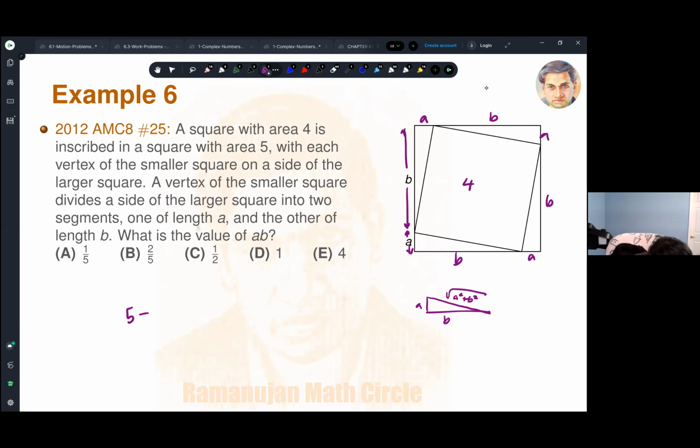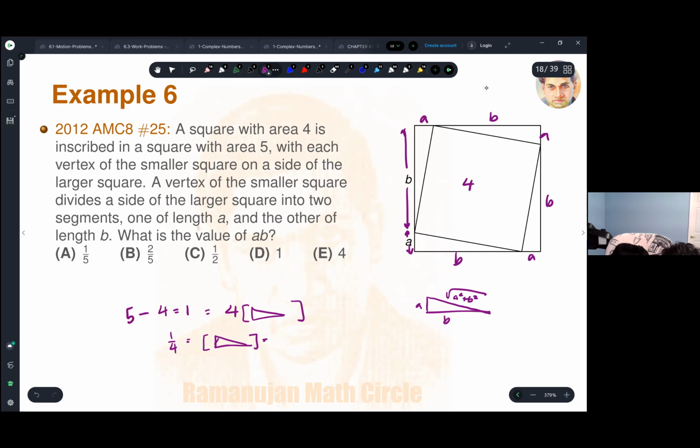So there's multiple ways you can go about doing this, but the easiest way is to go 5 minus 4 equals 1, and that's equal to 4 times the area of this right triangle. And so 1/4 is equal to the area of the right triangle.